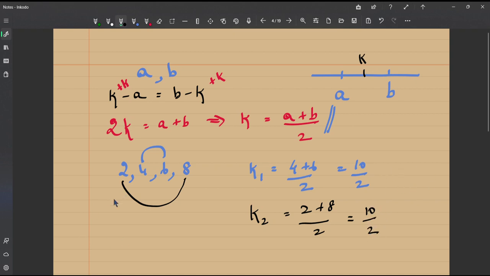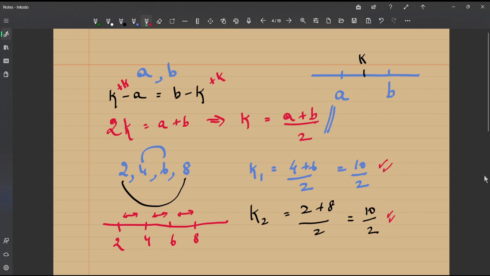Why are they the same? Just look at it on a number line as before. Maybe you would get more clarity. So this is 2, 4, 6, 8. They are equidistant from one another because it's an arithmetic progression. You add 2 to each number, you get the next number. So the distance between any two consecutive numbers is going to be the same, right? Maybe this is one reason why the middle point of 6 and 4 and the middle point of 2 and 8 are the same, and they are equal to 10 by 2.